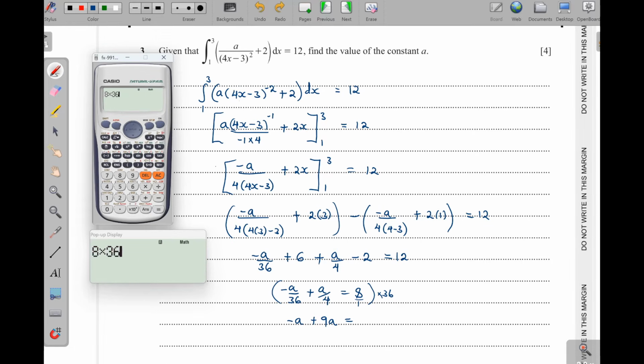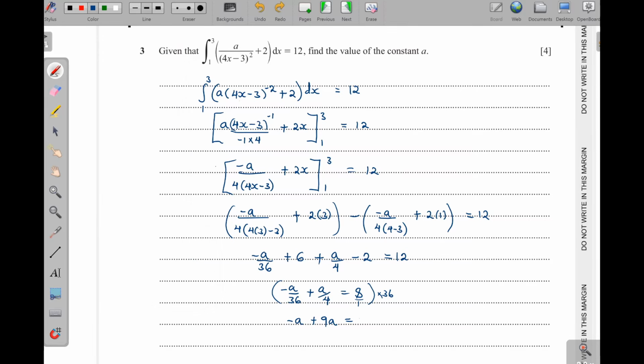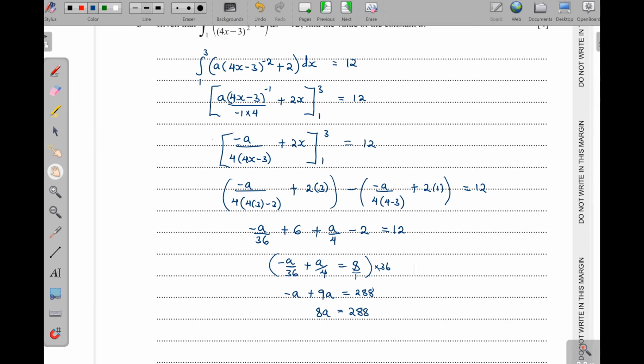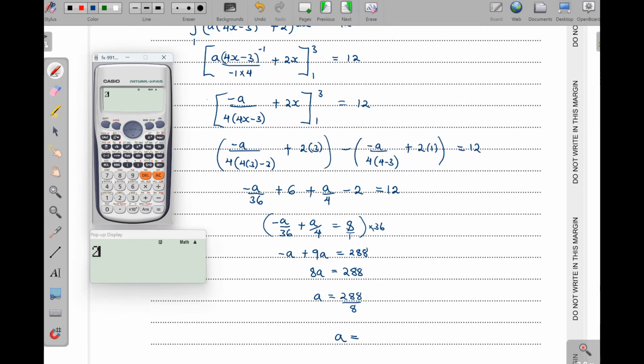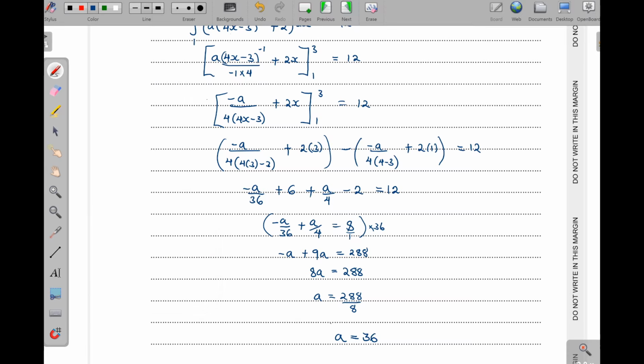8 times 36, that one is 288. 9a minus a, that will be 8a, which is equal to 288. So meaning here our a is going to be equal to 288 divided by 8, that one gives us 36. So our a is equal to 36, as simple as that.